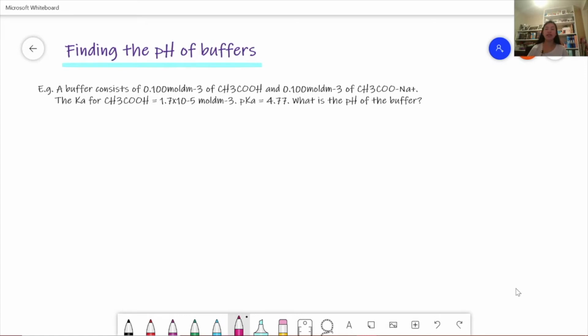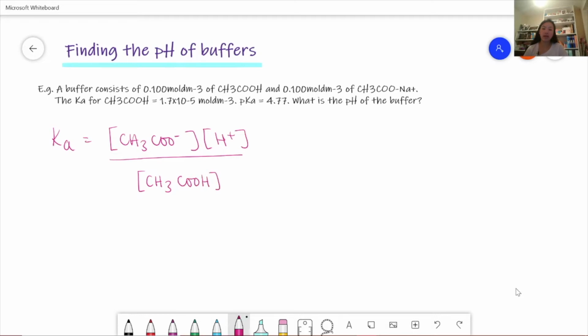First, we write out the equation for the Ka. Ka will be equal to the concentration of the CH3COO minus ion multiplied by the concentration of the H plus ion, divided by the concentration of the ethanoic acid. This is because the ethanoic acid dissociates in an equilibrium to H plus and the CH3COO minus ion, and we find the Ka from this. We know this is all equal to 1.7 times 10 to the minus 5, which is given in the question.